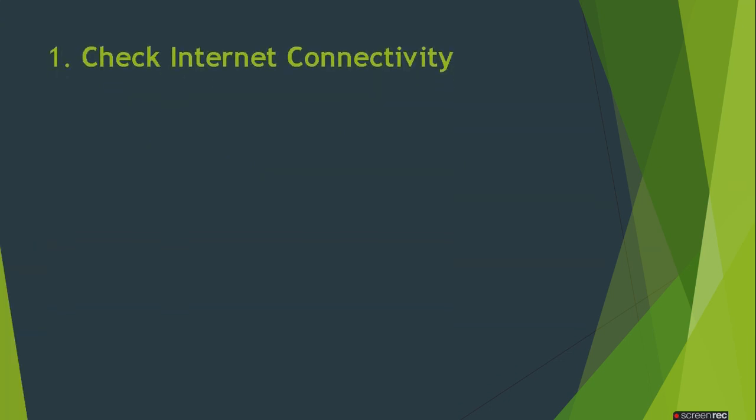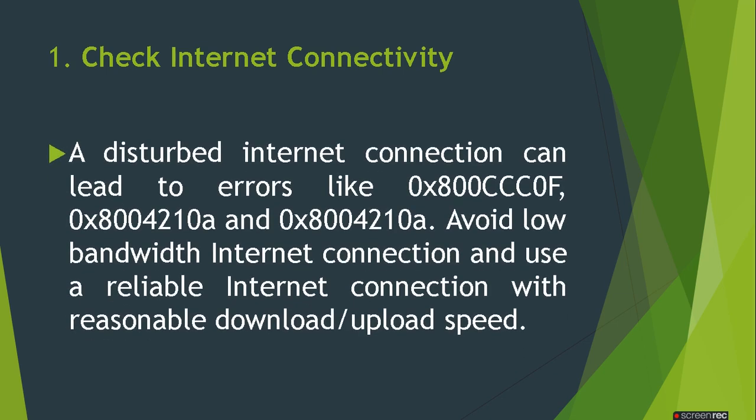The first fix for your Outlook bugs is to check your internet connectivity. The explanation for this is that a disturbed connection can lead to errors like 0x800CCC0F or 0x8004210A. Avoid low bandwidth internet connections and use a reliable internet connection with reasonable downloading and uploading speed, which may fix your Outlook issues.